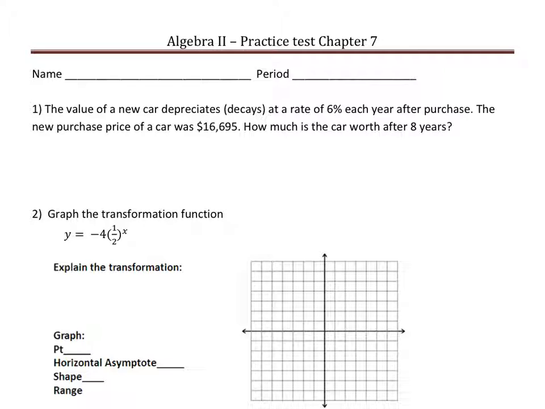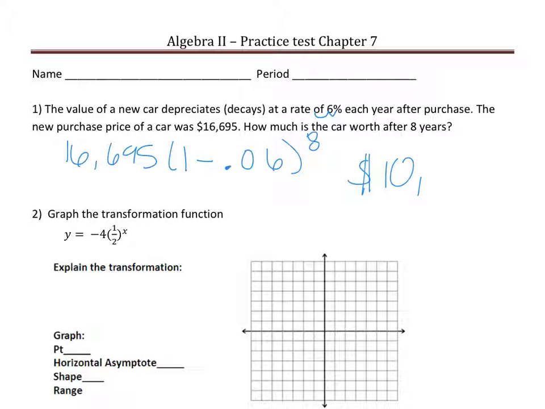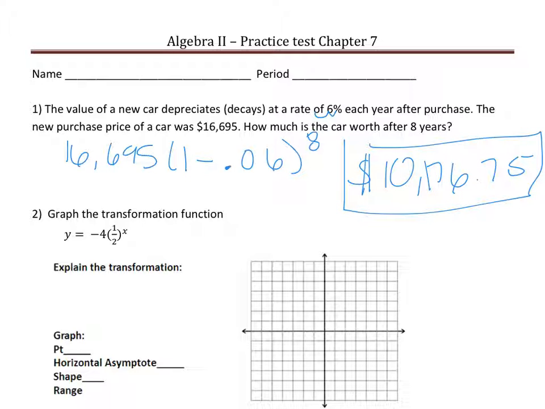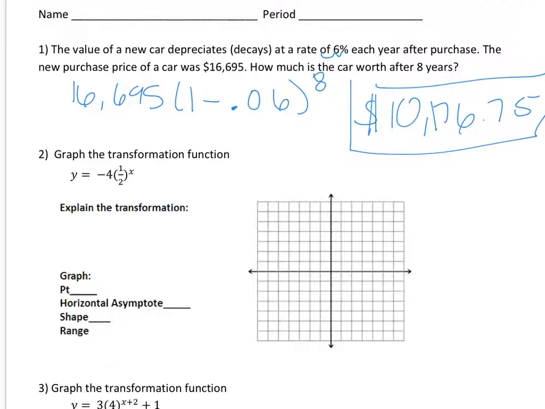First, it says it decays, so I take whatever I have initially, which is the 16,695. It says decay, so I do 1 subtract my rate. Remember, you have to move that decimal point 2 times to the left. And it has 8 years. If I put that in my calculator, I'll get 10,176.75. That would be my answer for the first one. If it said increase, it would be adding your rate.